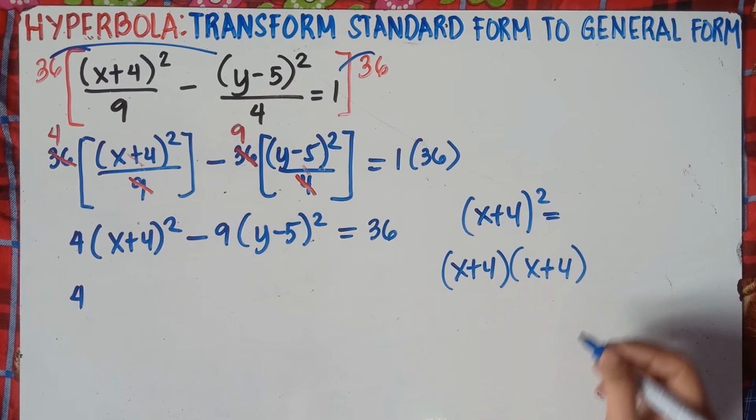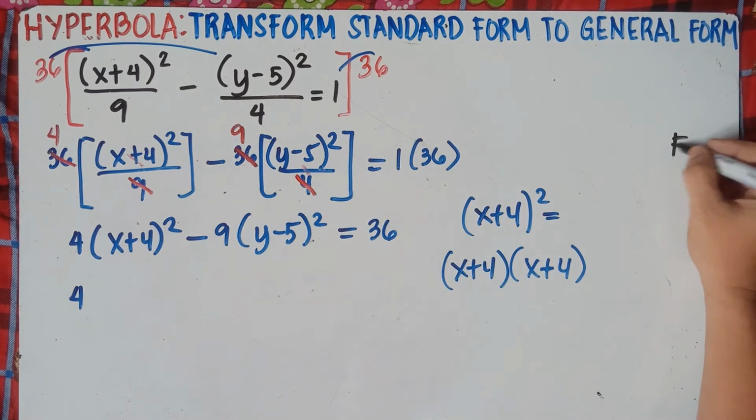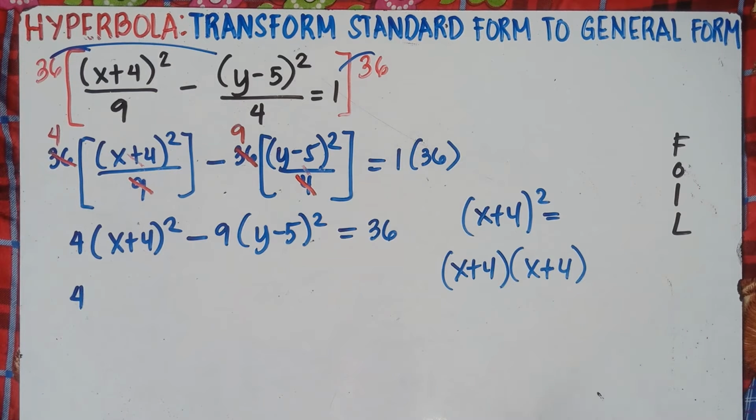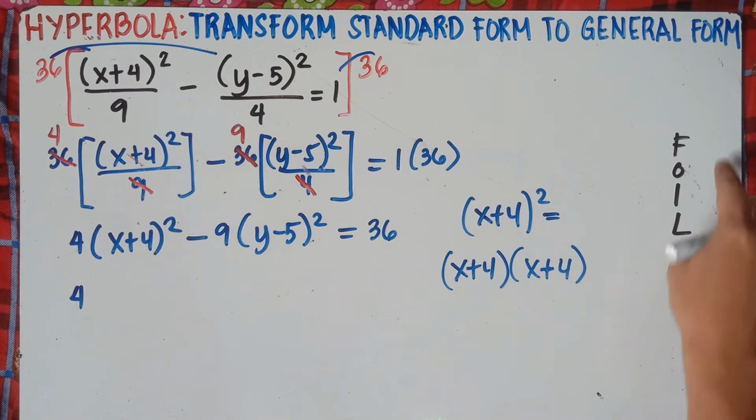Once again, class, we have two solutions. We can do the FOIL method or we can use the square of a binomial. Do not be worried, class, we will explain the two methods. Let's use the FOIL method first. But actually, it's better to use the square of a binomial. If you're dealing with conic sections, you need to master the square of a binomial. We will explain that later on. So let's start with the FOIL method.